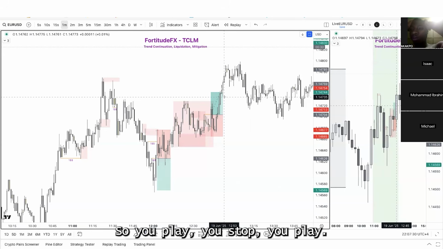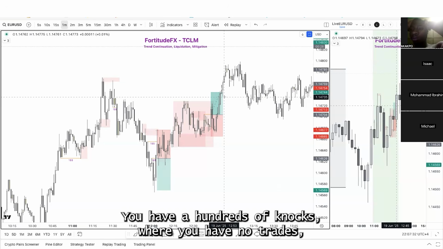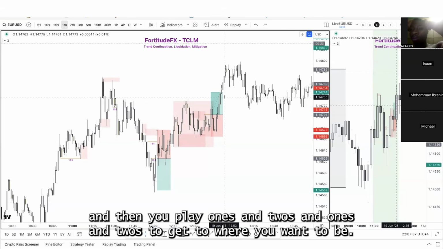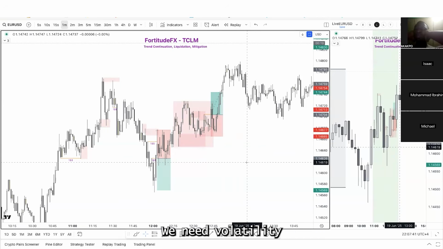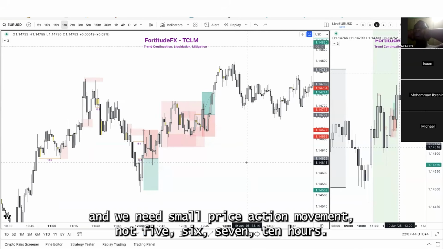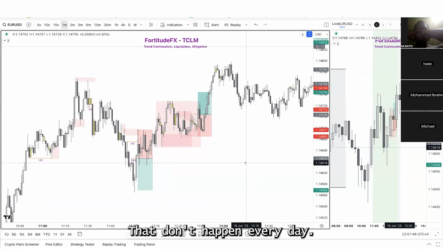So you play, you stop, you play, you have hundreds of knocks where you have no trades, and then you play ones and twos and ones and twos to get to where you want to be. Yeah, and that is the success of day traders. We need volatility and we need small price action movement, not 5, 6, 7, 10 hours. That doesn't happen every day.